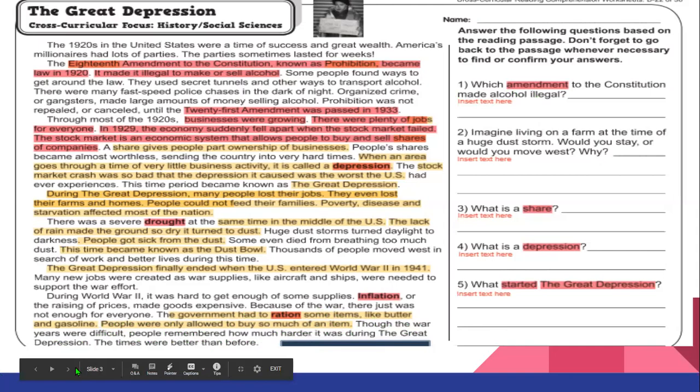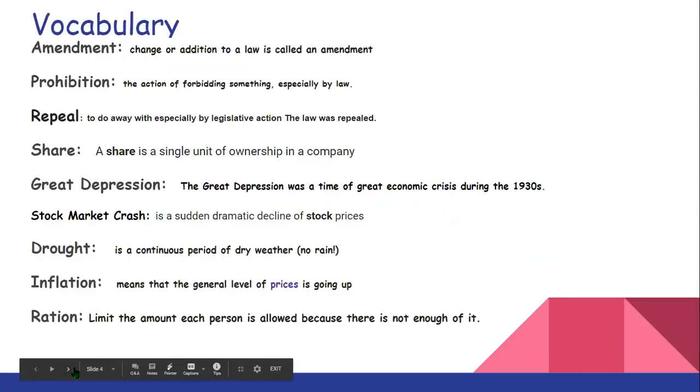Okay, I wanted to go over the vocabulary a little bit, so I have a vocabulary page here. All right, so amendment, a change or addition to a law, is called an amendment. Prohibition, the action of forbidding something, especially by law. Repeal, to do away with, especially by legislative action. The law was repealed.